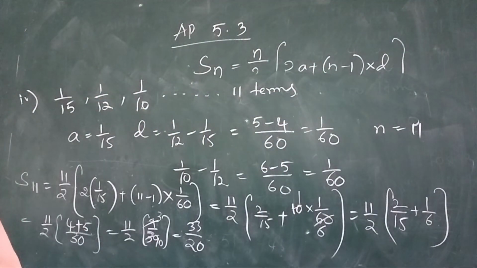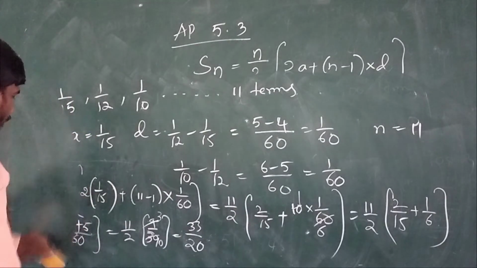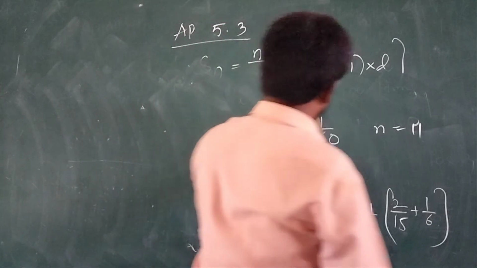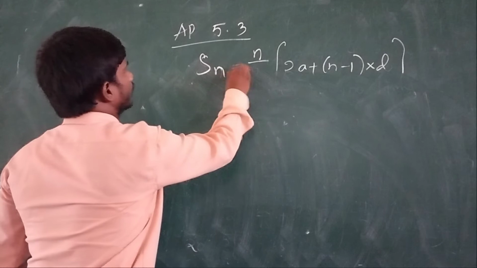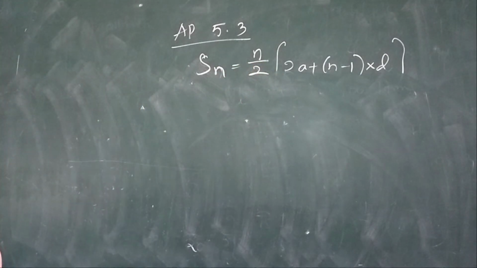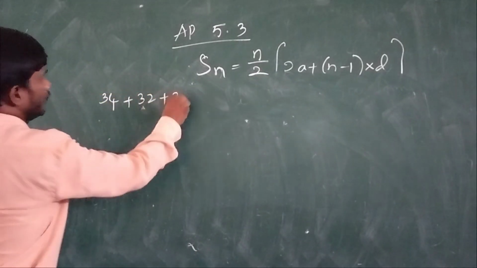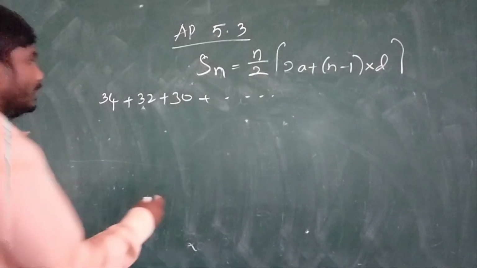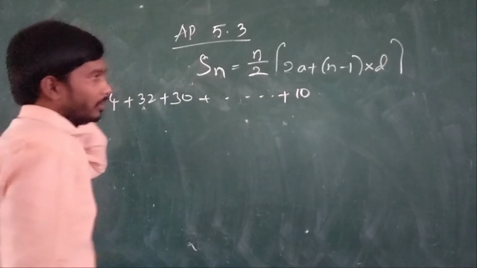So the second bit: find the sum of the given series. Same here, in the second bit also find the sum. One problem I will explain, a model problem, Sn is equal to n by 2. Here he has given 34, 32, 30, up to 10. The number of terms is not mentioned.